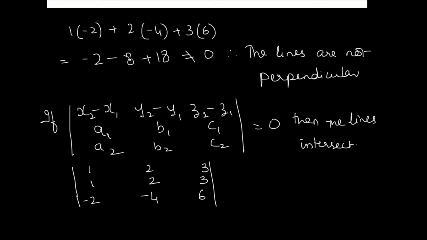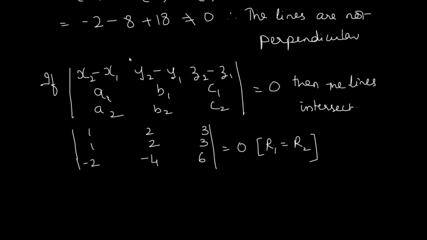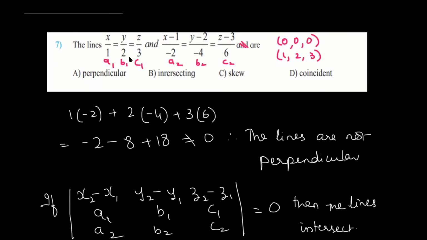We already know that in a determinant, if any two rows are identical, the value of the determinant is 0. So we are not going to solve any further. We directly write the answer as 0 because in this determinant R1 is equal to R2. Since we get this answer as 0, the lines are intersecting lines. Therefore, our conclusion is the lines are intersecting. So the correct option is option B, that is intersecting lines.